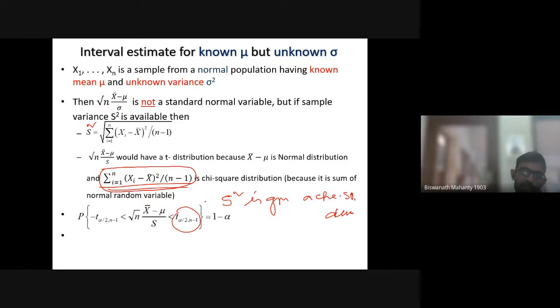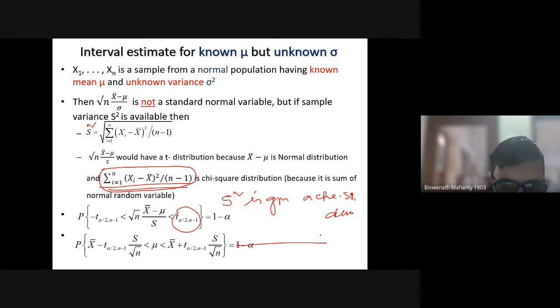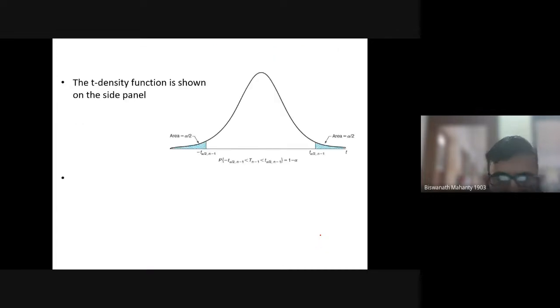Where did you start? We told that if X is normal, then X bar minus mu by sigma is going to give you the Z distribution. But this time X bar minus mu by S is going to give you the T distribution. And the T distribution is also very similar. I think I have shown you some graph in the coming slide. Yeah, this is called the T distribution. You see, it looks like normal only, but it is not exactly normal.